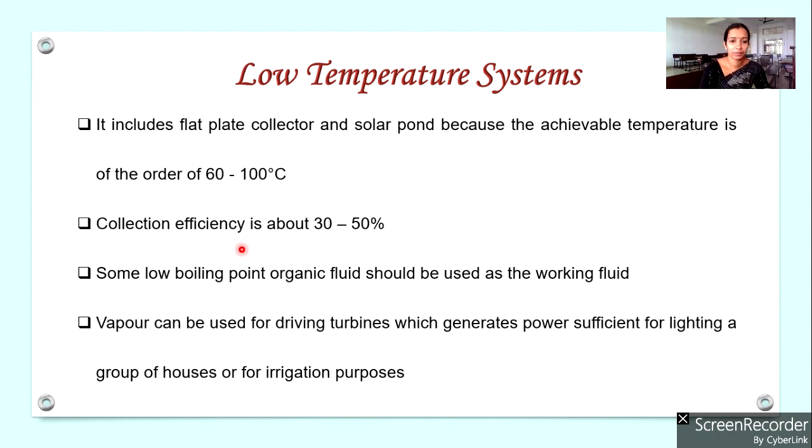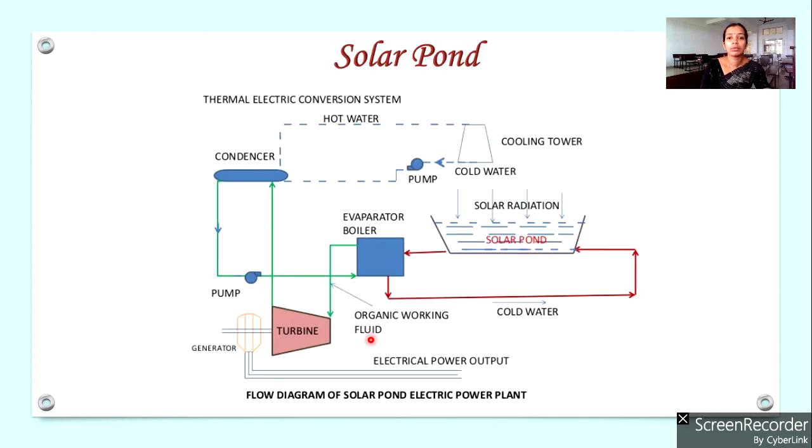That is the collection efficiency. Okay, so they can be used for driving turbines, and the energy generated is sufficient for lighting a group of houses, or the mechanical energy from the turbine can be used for irrigation purposes. We will see it in the coming slides. Now there are two types of low temperature systems. One is the solar pond and another one is the solar flat plate collector.